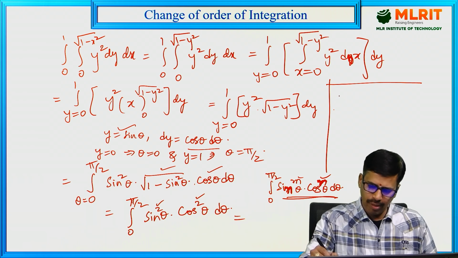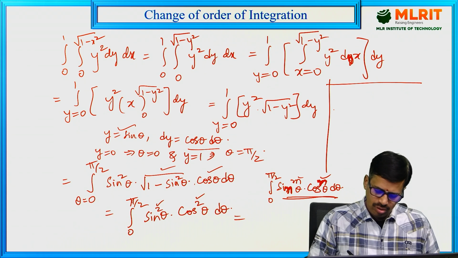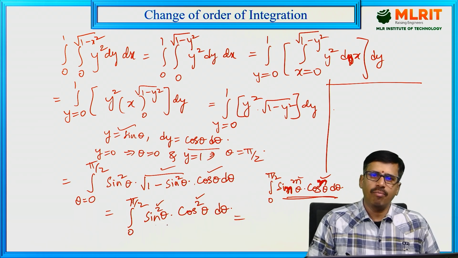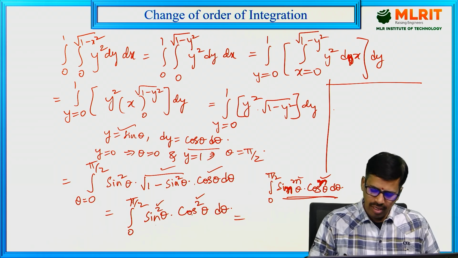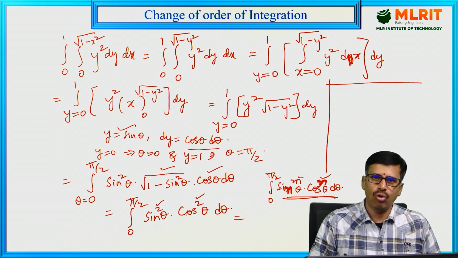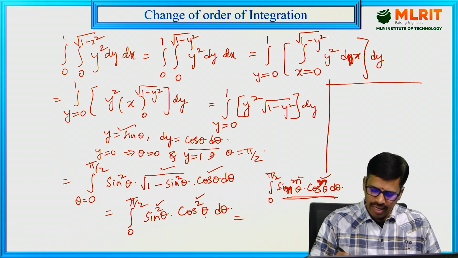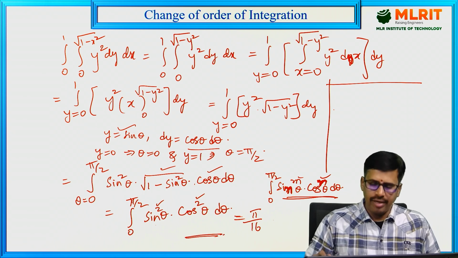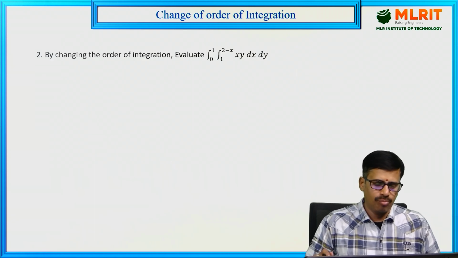Integral 0 to pi by 2. Sin square theta can be written as 1 minus cos 2 theta by 2. Similarly, cos square theta can be written as 1 plus cos 2 theta by 2. In that way also we can evaluate this integral, or directly, if I integrate this, we will be getting pi by 16, right? Let us see the next problem.